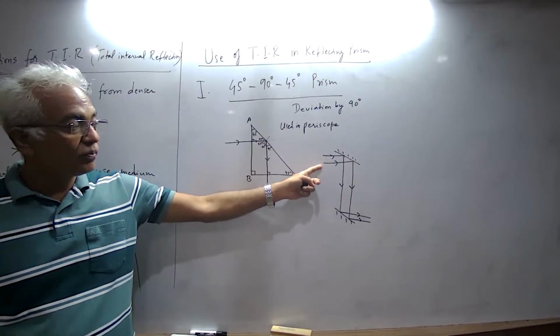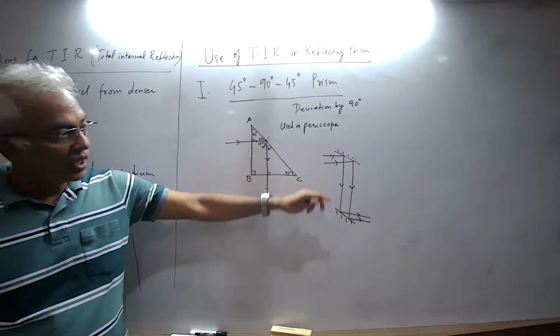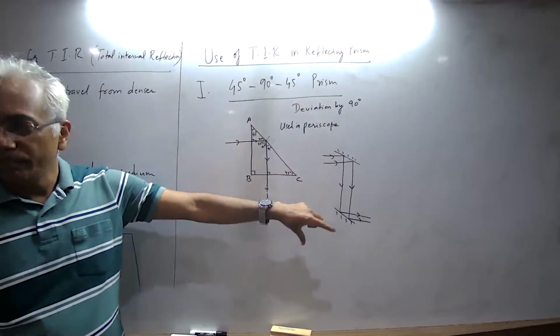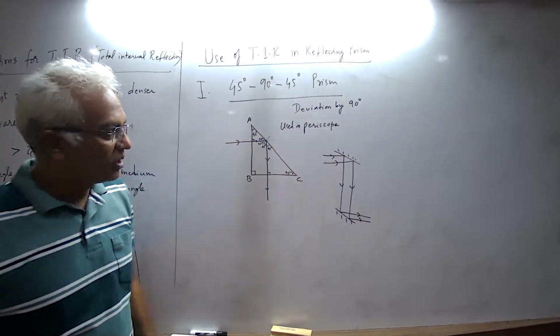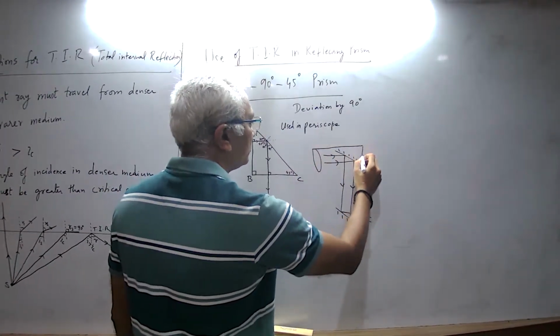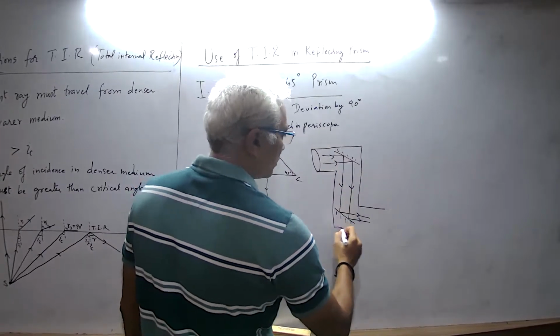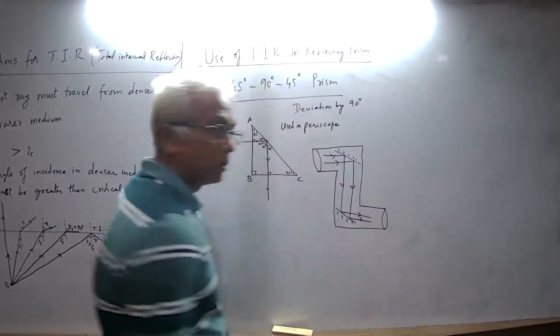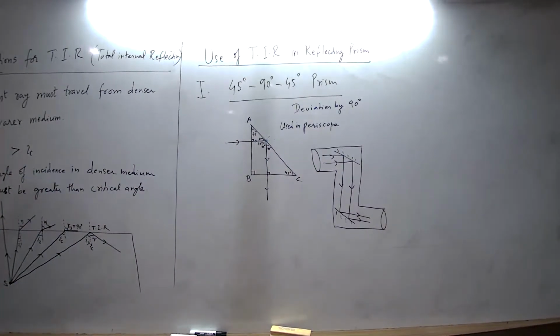To make a periscope, we incline two mirrors at 45 degrees, right? And put them in a pipe. We made an opening here with some other pipe, right? So this is how the periscope was made. Okay, so when it is housed in a pipe, you can make a periscope like this.